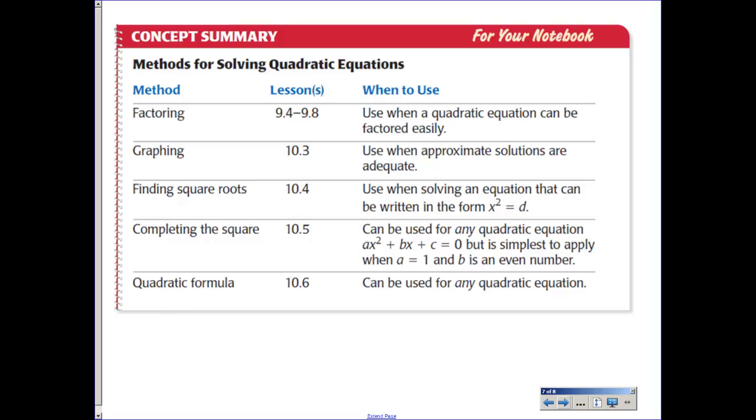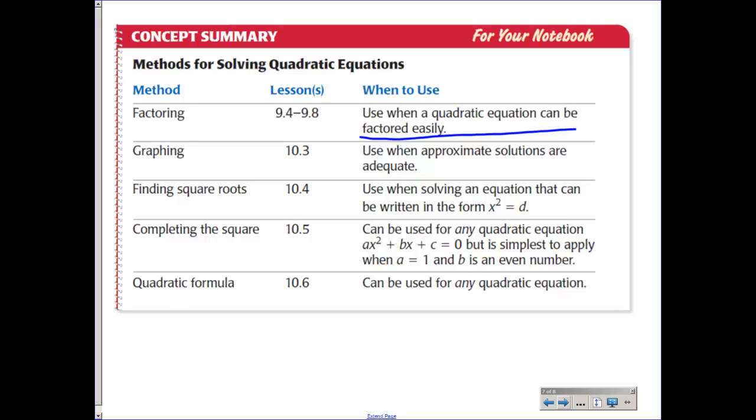Well, here we have a list of all the different methods for solving quadratic equations. We got factoring, graphing, finding square roots, completing the square, and the quadratic formula, along with the lesson numbers that match them. Factoring you should use when you can factor the problem easily. If the leading coefficient is 1, that's usually one of the easier ways. But if it's not factorable, then you want to go on to something else. Graphing should only be used when approximate solutions are adequate. However, most of our graphing technology allows us to find out what the roots are without even looking at the graph itself.